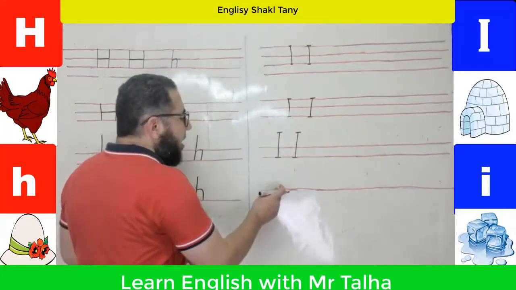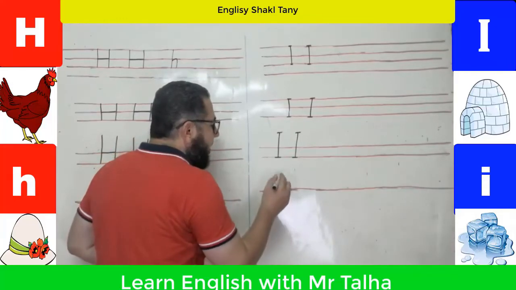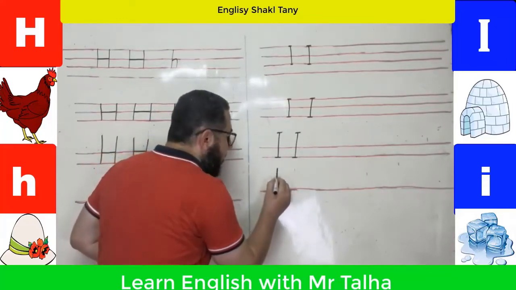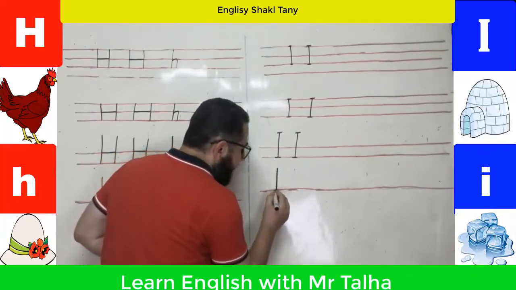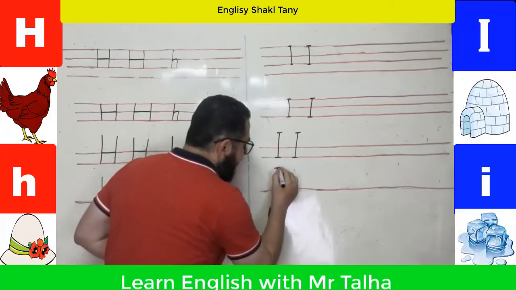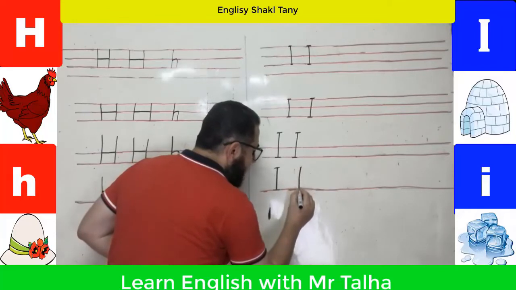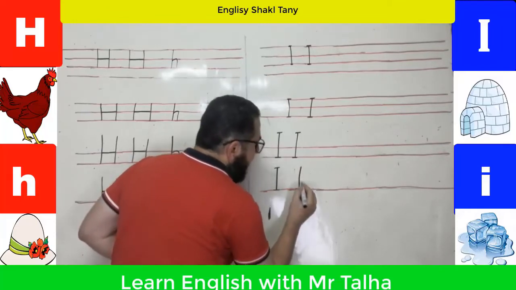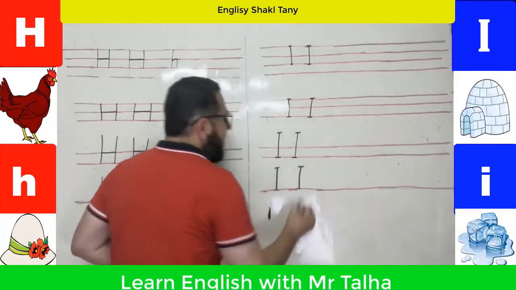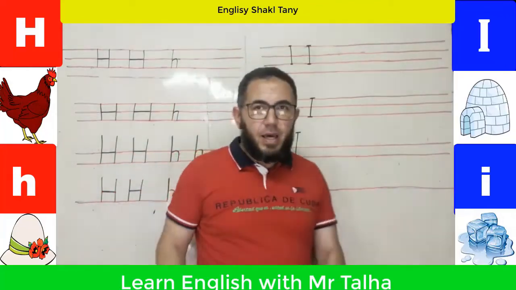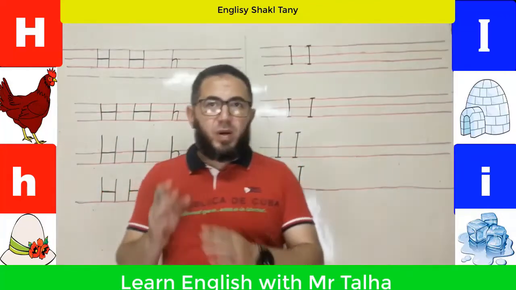So when I write I capital on only one line, I must start at the top, go to this line. And short sleeping line here, short sleeping line there. Again, I'll start at the top, go down to this line, short sleeping line here, and short sleeping line here. It's I capital. I think it's very, very easy.